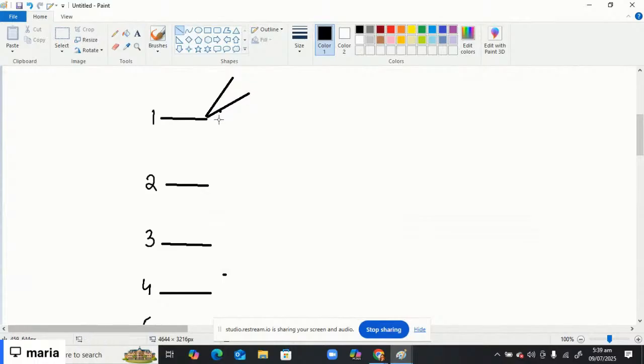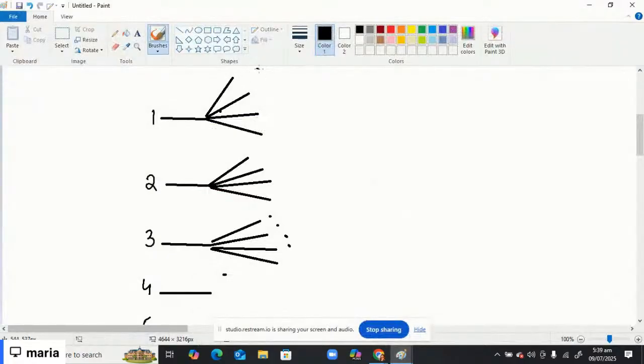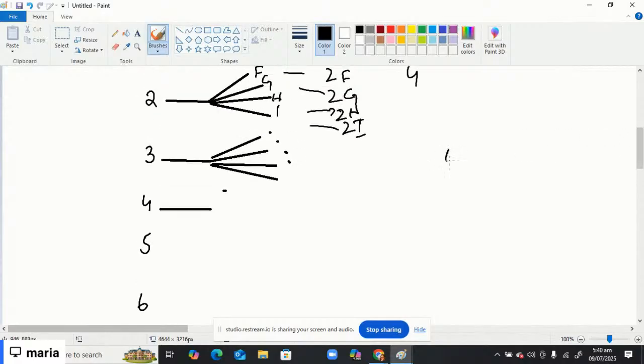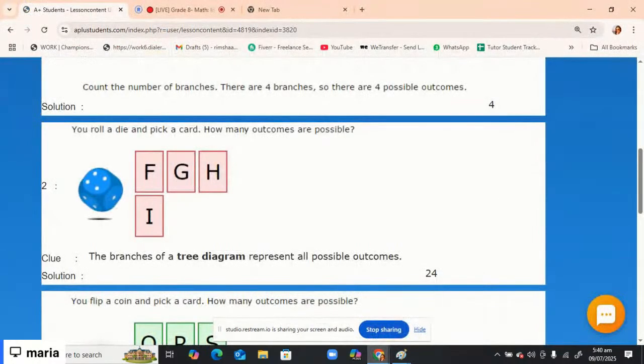1, 2, 3 and 4. 1, 2, 3 and 4. 1, 2, 3 and 4. Like how many cards? F, G, H and I. Let's do it. F, G, H and I. So for this the answer is F1, G1, H1 and then I1. For this, again F, G, H and I: 2F, 2G, 2H, 2I. So 4 for this, 4 for this. Each is 4. These are total 24. This is 6, this is 4, so when you multiply that becomes 24.